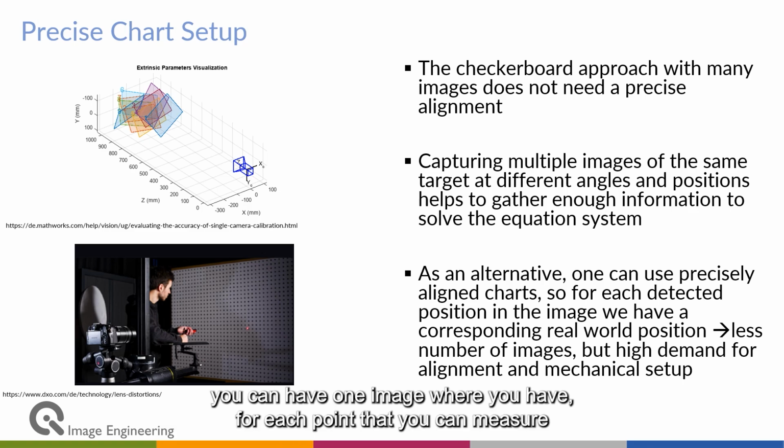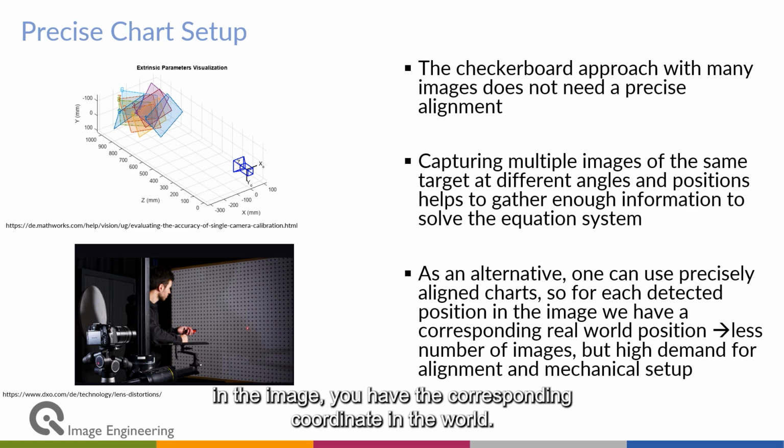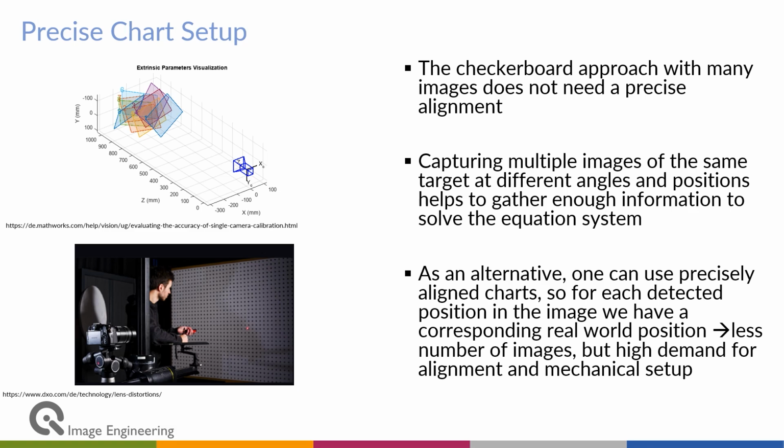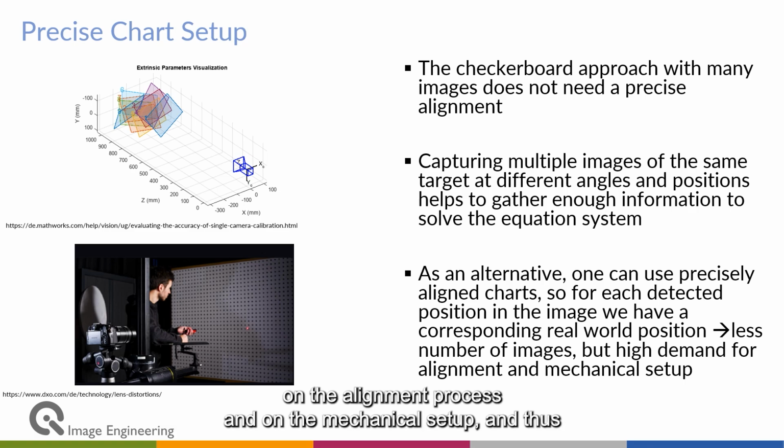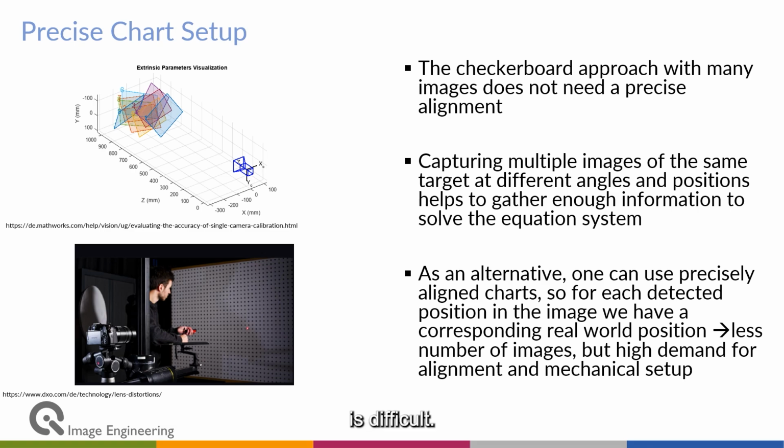You can have one image where for each point that you can measure in the image, you have the corresponding coordinate in the world, and with that you can also solve the equation system. But as said, that has a very high demand on the alignment process and on the mechanical setup. So, something difficult.